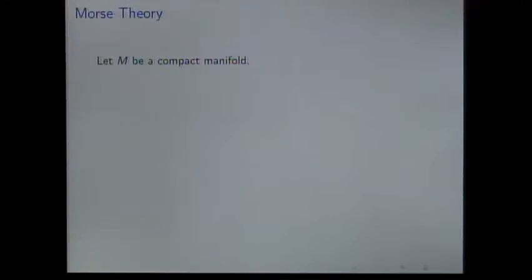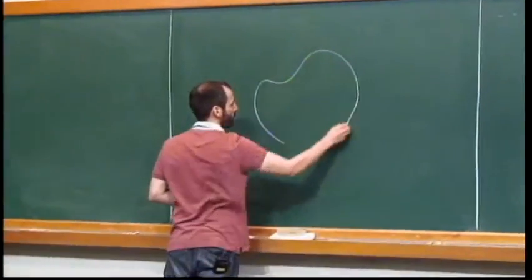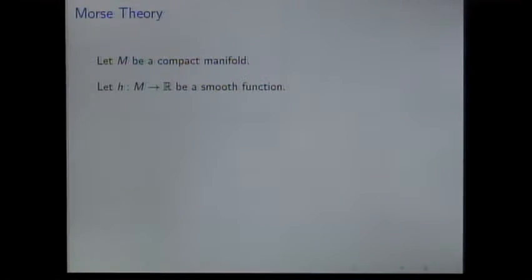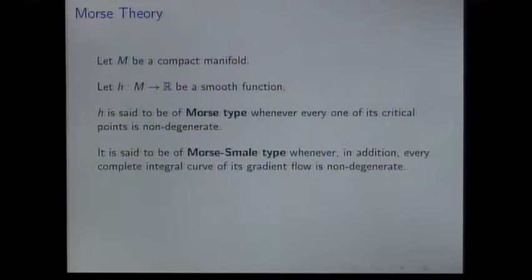So what goes on? Well, let M be a compact manifold. Everybody knows how this works. We imagine we have a manifold like this. Then we take a function h. H is a function that sends M into R, which we conceive of as a height. We say that H is of Morse type whenever every single one of its critical points is non-degenerate. In addition, we can say that the function is of Morse-Smale type when not only every single one of its critical points is non-degenerate, but also every complete integral curve of its gradient flow is also non-degenerate.